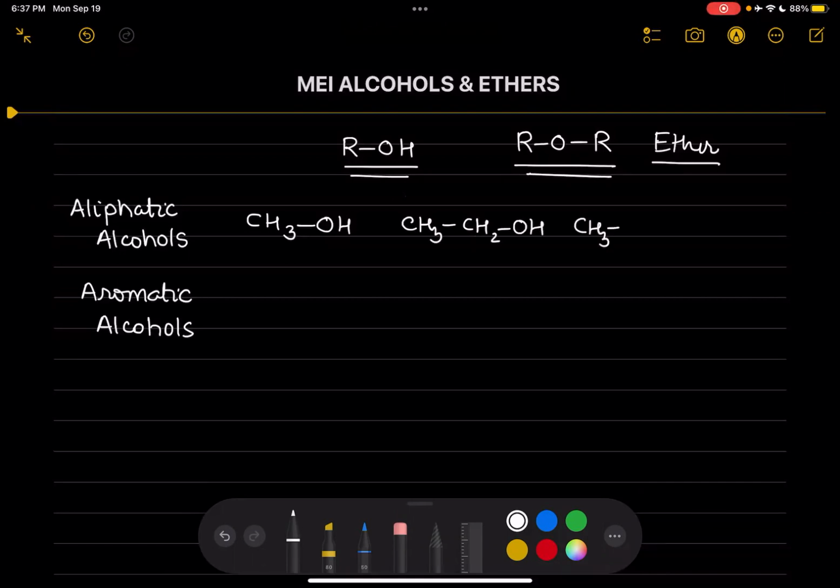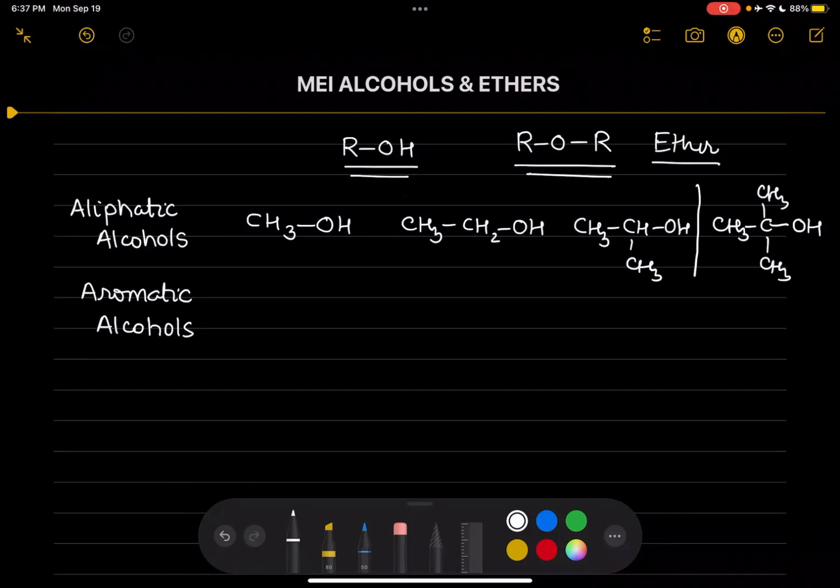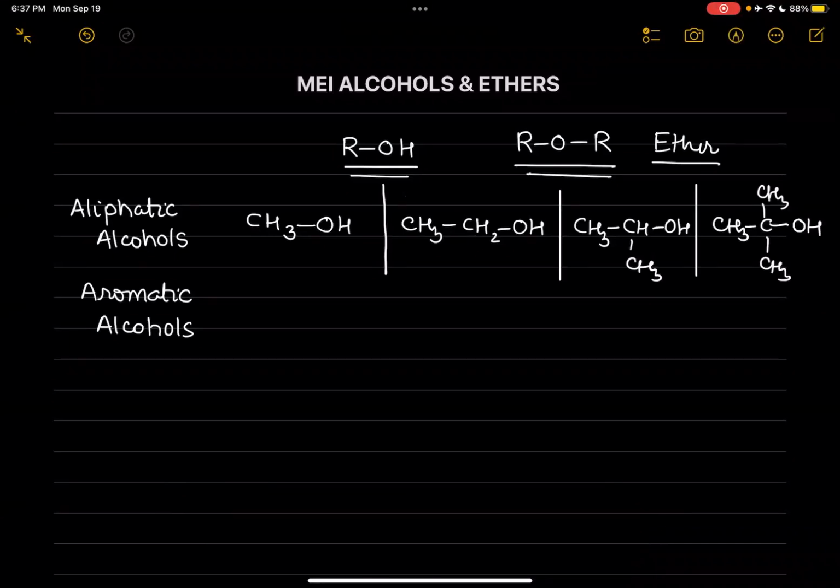All of these are normal alkyl groups. The alkyl group can be a straight chain or it can be branched. Is it clear? So what kind of alcohol is this one?